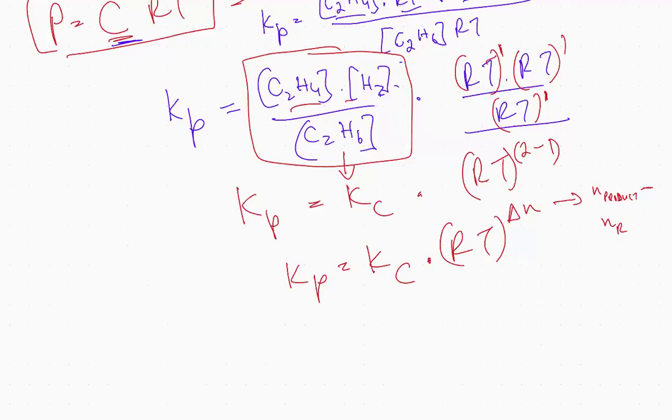So if they give you Kp, and you know R, the temperature, and the balanced formula, you can find Kc. If they give you the Kc, and you know all this, you can find Kp. So when I say N of products, that's the total number of moles in products, and N of reactants, the total number of moles of reactants. Okay. Now let's go to heterogeneous equilibrium.